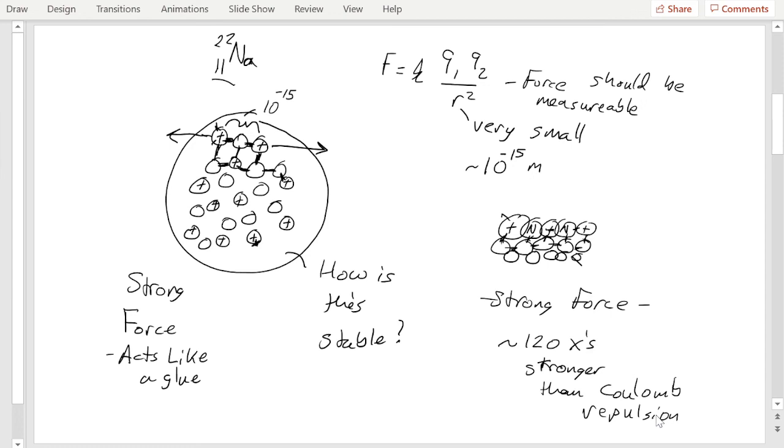Right. So both neutrons and protons, both of those particles feel the strong force. Okay, both of those particles feel the strong force, right? So there you have it. We're going to take a short break, and in the next video, we will talk about radioactive decay.